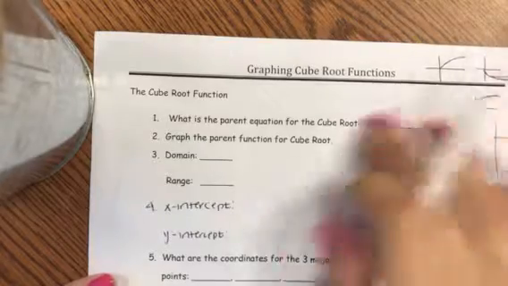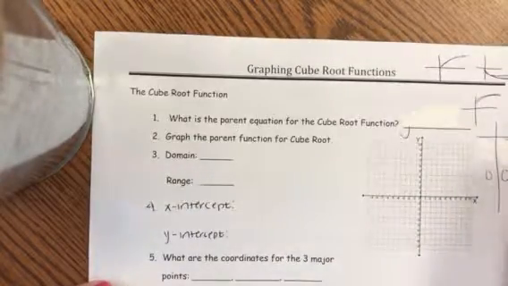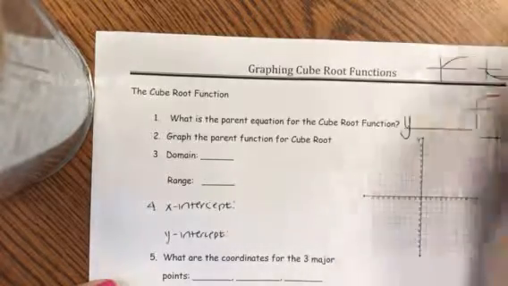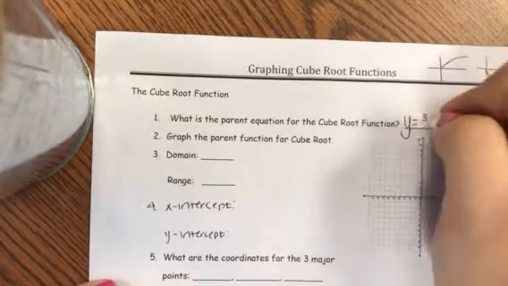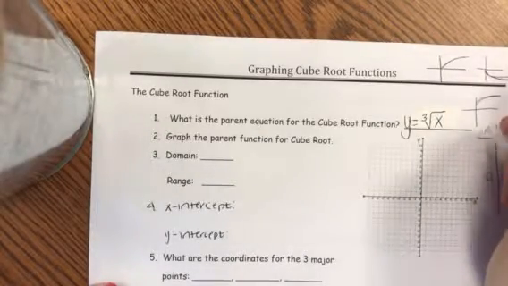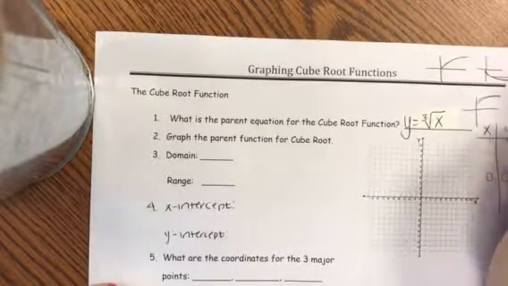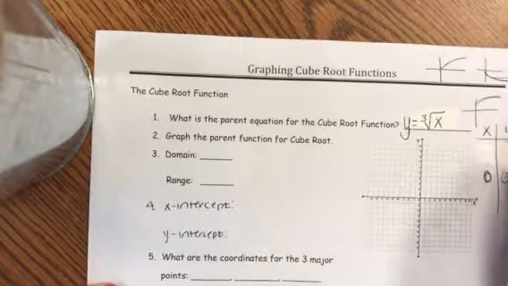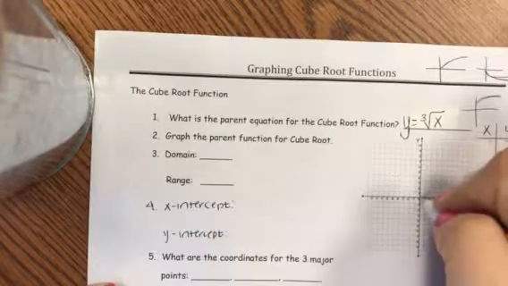The cube root function is a little bit different because you can take the cube root of a negative number. So first, let's start by saying that the parent function of a cube root is y equals the cube root of x. So now let's fill in a table of values for x and y. We're going to start with 0, 0. So if x is 0, the cube root of 0 is 0.